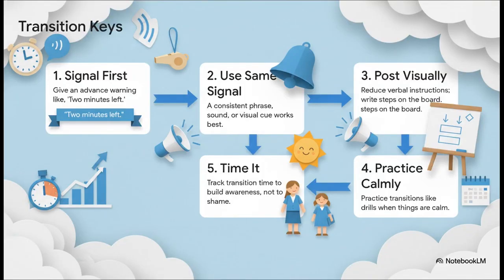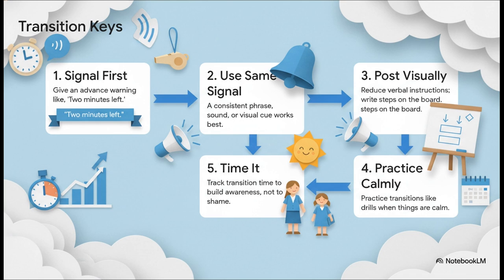All right, on to our second core routine, transitions. Oh, transitions. This is where the magic happens, or where everything completely unravels. That simple act of moving from one thing to the next is probably the number one cause of chaos in most classrooms. The secret to smooth transitions is one word: predictability. And there are two tips here that are absolute game changers.